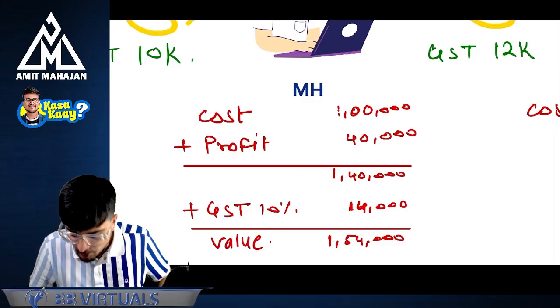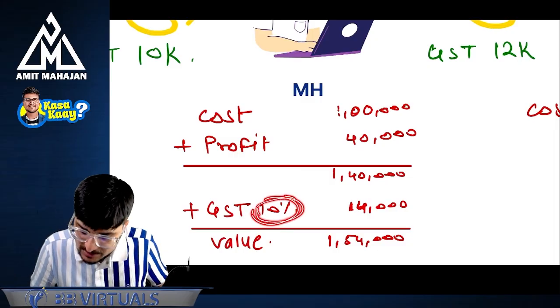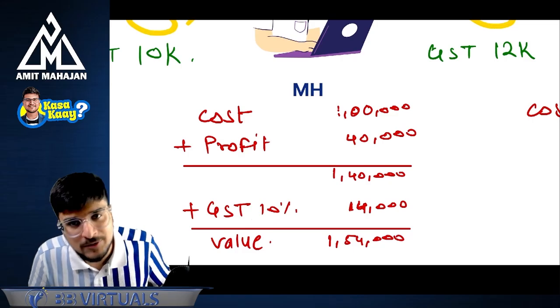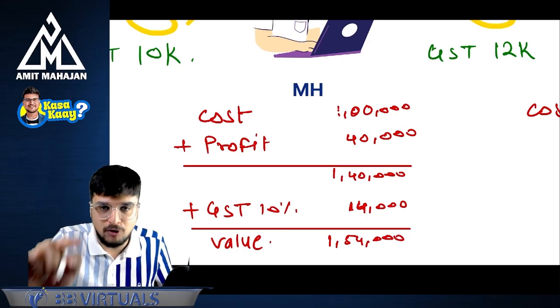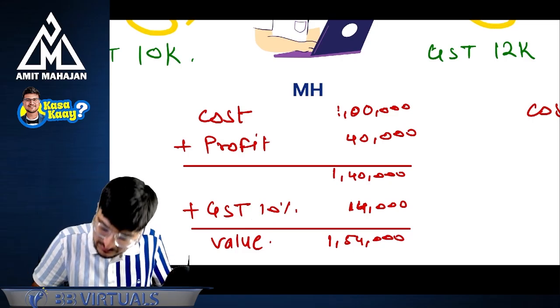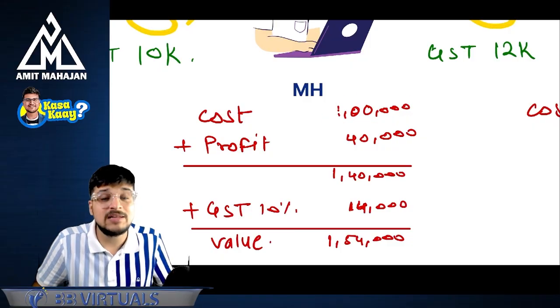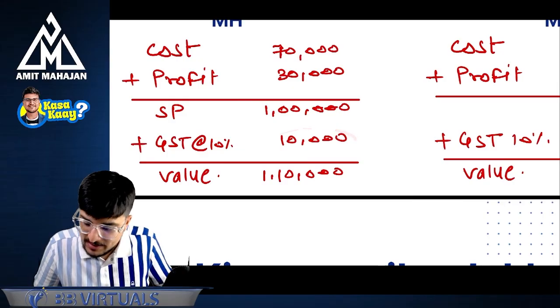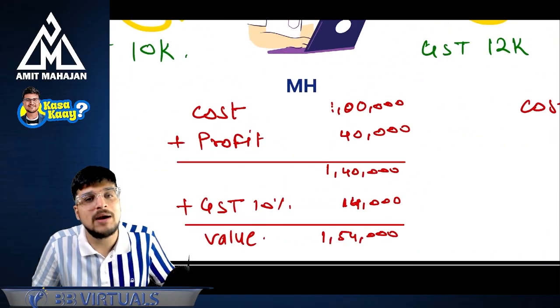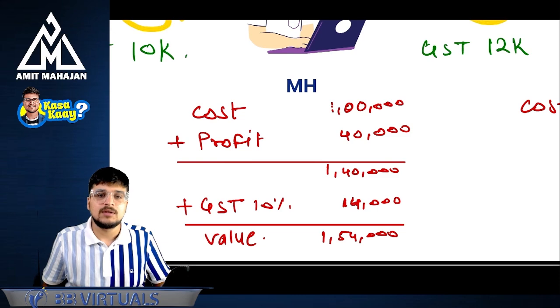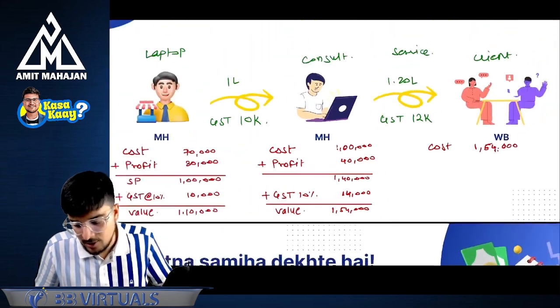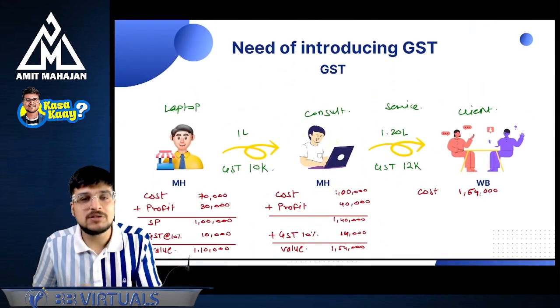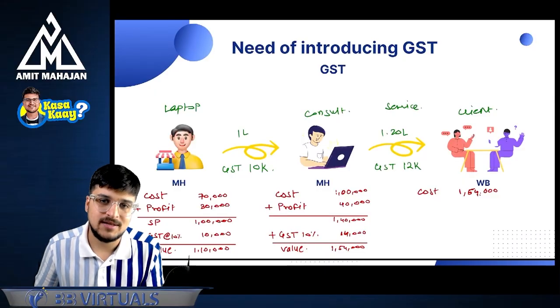Why? Because you understand this 10% of GST is computed on 1 lakh 40,000. 140,000 has 40,000 and 1 lakh rupees, and this time this cost does not have any GST component, because I'm going to get a credit of 10,000. That's why this 10,000 rupees will not form part of this cost. Understanding? Perfect. So that's why there was a need for the introduction of GST.